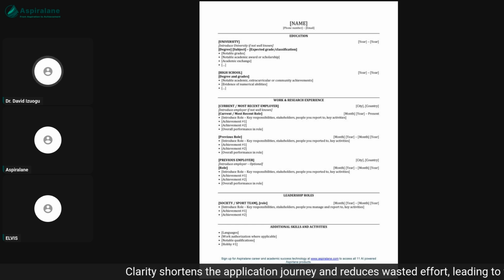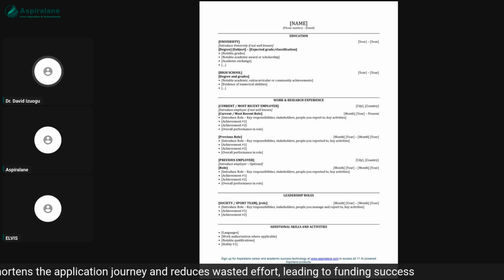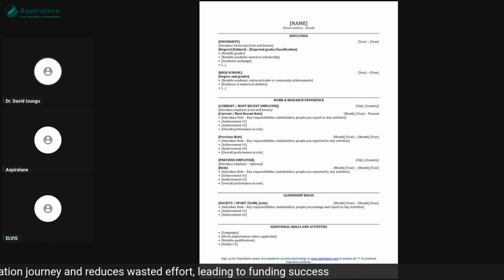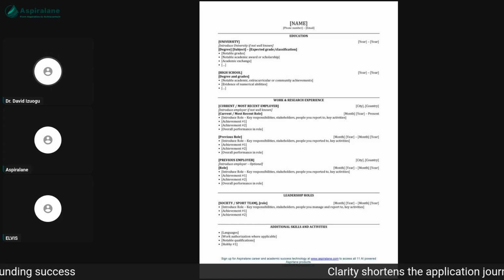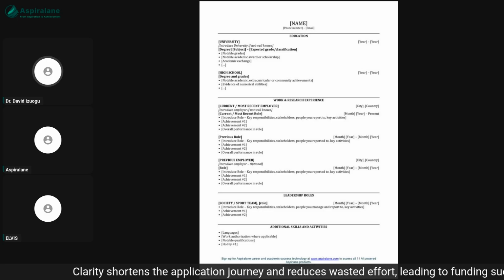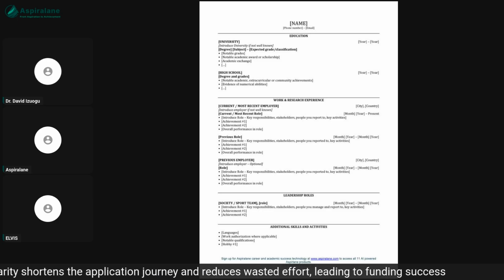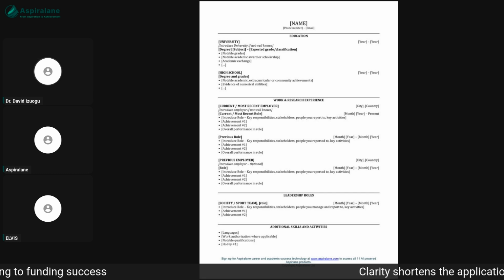But again, this doesn't mean that you must always put your name in capital letters. You can capitalize only the first letters and have the rest in small letters. That is fine. But where your consistency in formatting comes into play is these different sections. For instance, your education: you see we've written education in capital letters. Work and research experience is capitalized. Leadership roles capitalized. Additional skills and activities also capitalized.